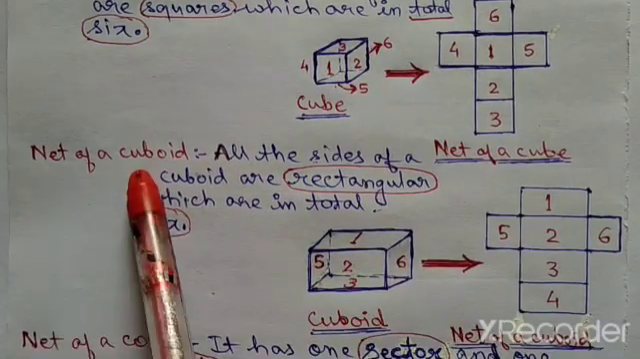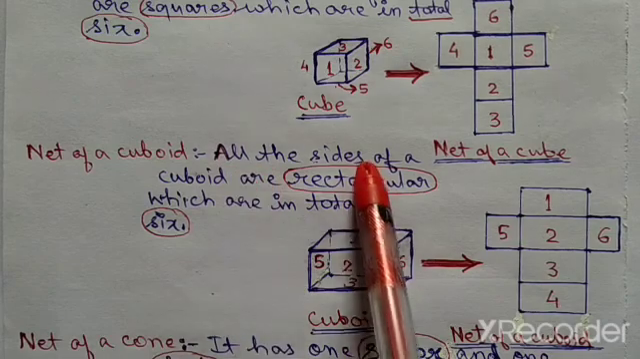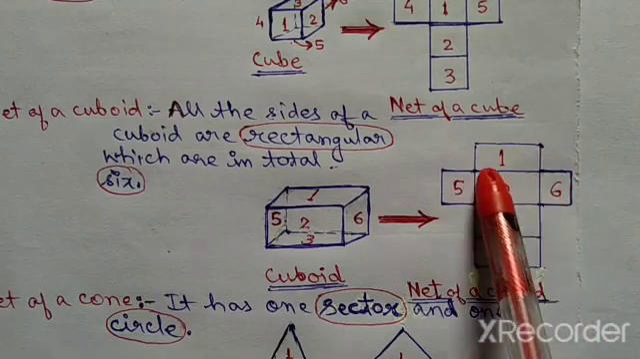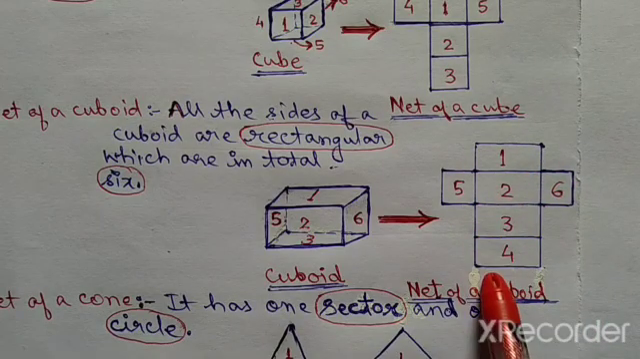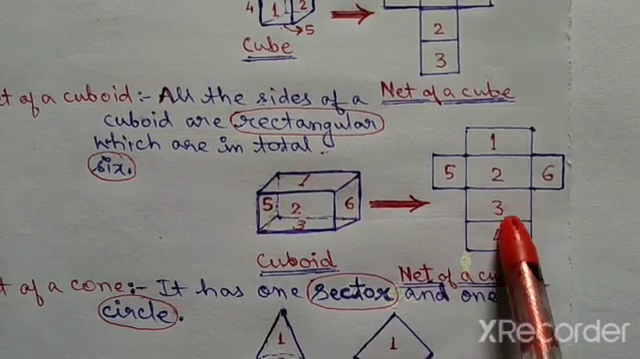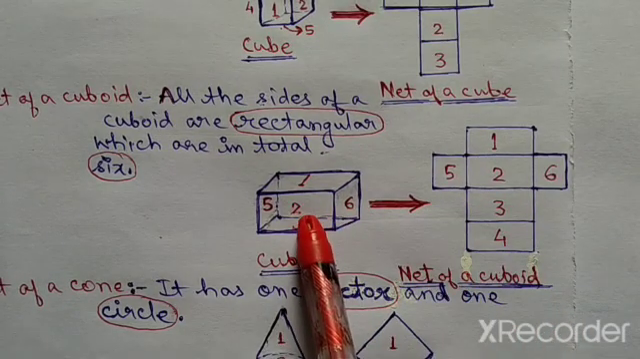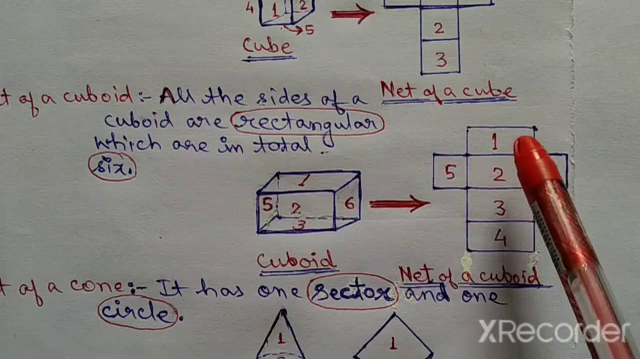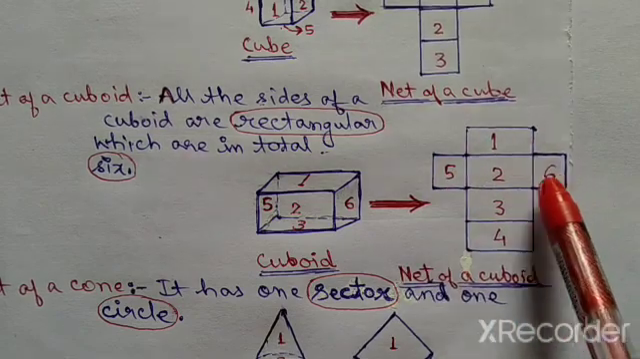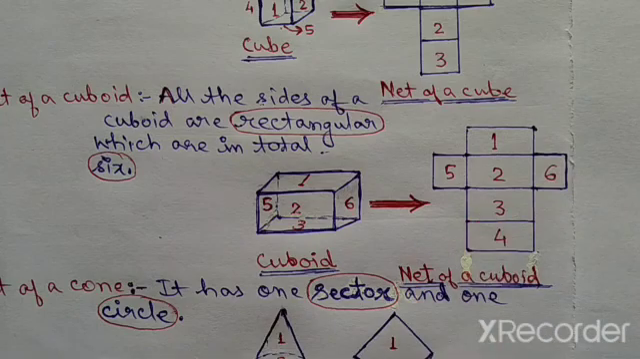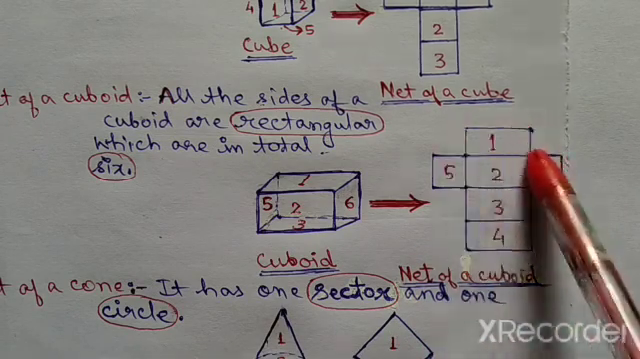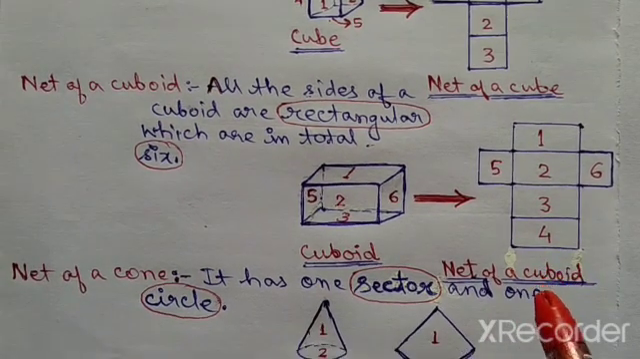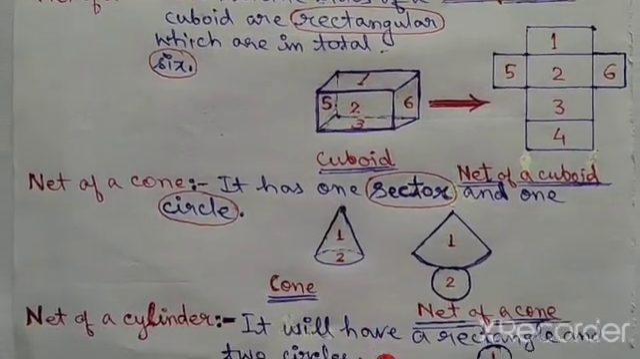Next, children, net of a cuboid. All the sides of a cuboid are rectangular, children. Just see. This is also rectangle. This is also rectangle. This is also rectangle. This is a net of a cuboid, and this is a shape of cuboid. So here also how many faces? 6 faces. Just see, 1, 2, 3, 4, 5, and 6. So 6 rectangular faces you can see in the net of a cuboid. This way you can check it. I hope you understood.